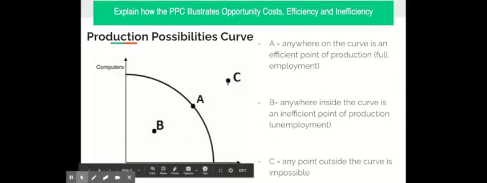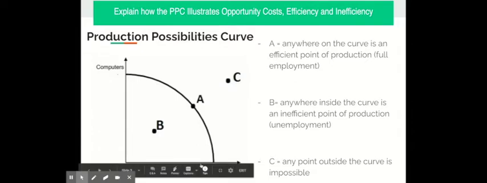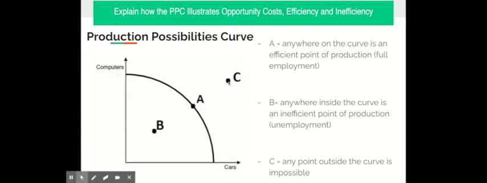Letter C is any point that is outside the curve. Anywhere outside this curve is impossible. It represents an infeasible production possibility point. So right here, when we were saying earlier that this is 12 computers and 10 cars, this would represent 20 computers and 20 cars. You can't actually do that. Maybe this country doesn't have enough people available to work. Maybe they don't have the resources to produce this. They don't have enough metal to make that many computers and cars. Maybe they just don't have the factory equipment. This is impossible out here.